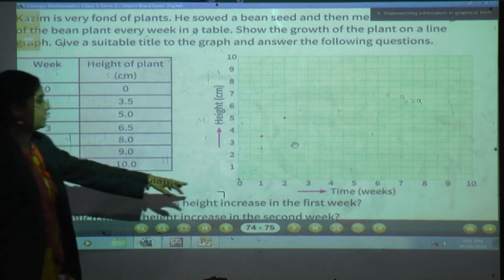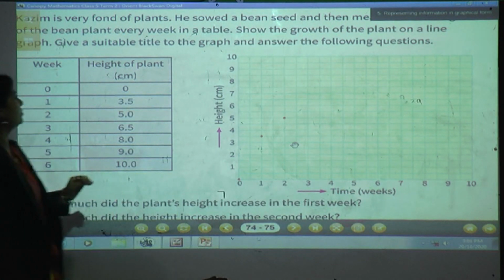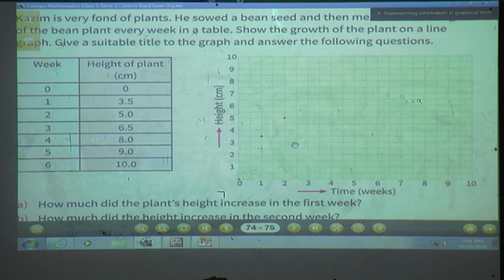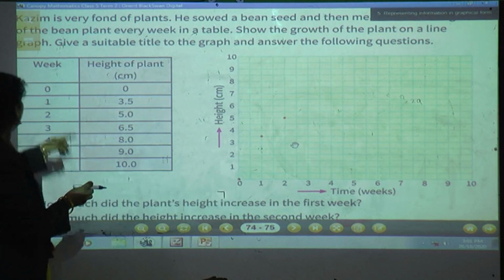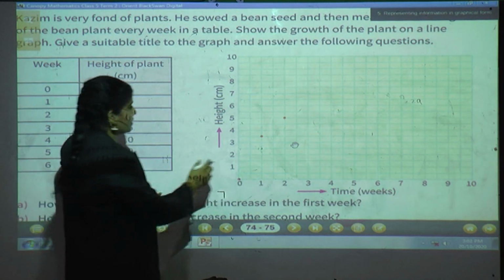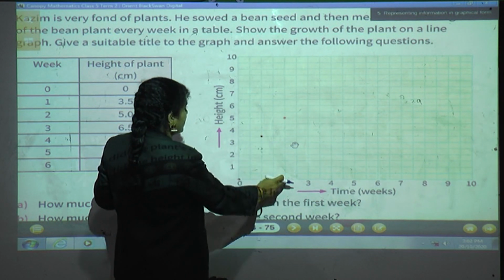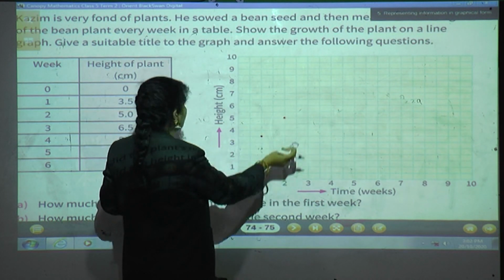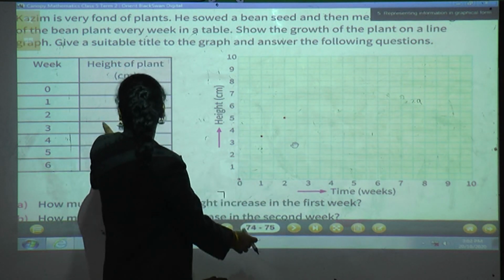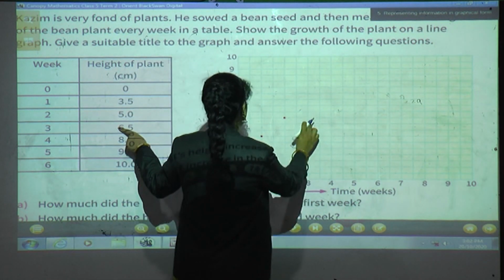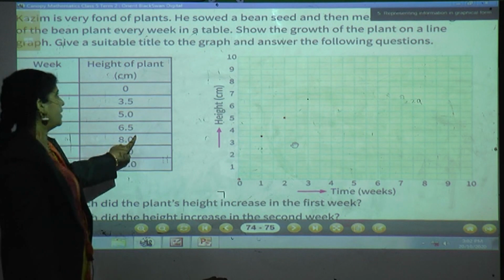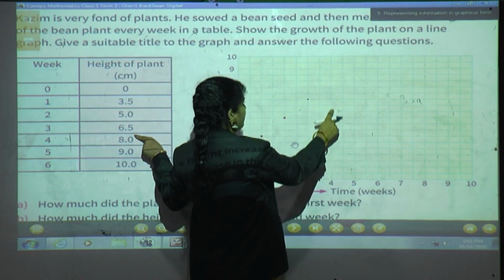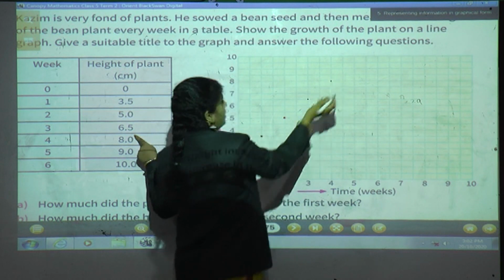Here time in weeks and height in centimeter on the y-axis. So here 0 week, 0 height, so that's why here point. 1 week 3.5 height, so just here 3.5. Second week 5 centimeter. In the third week 6.5. Third week where it is 6.5 here, so give the dot. In the fourth week 8 centimeter. Fourth week, just see where it is, 8 centimeter here.